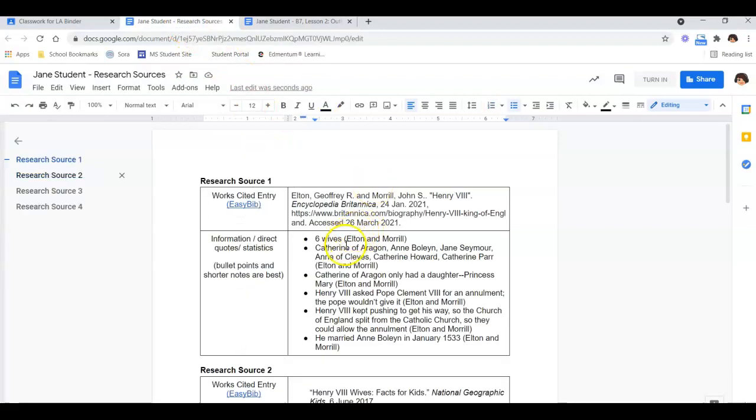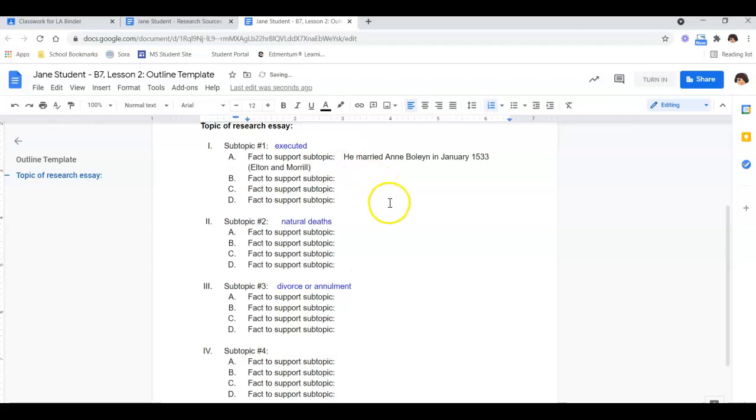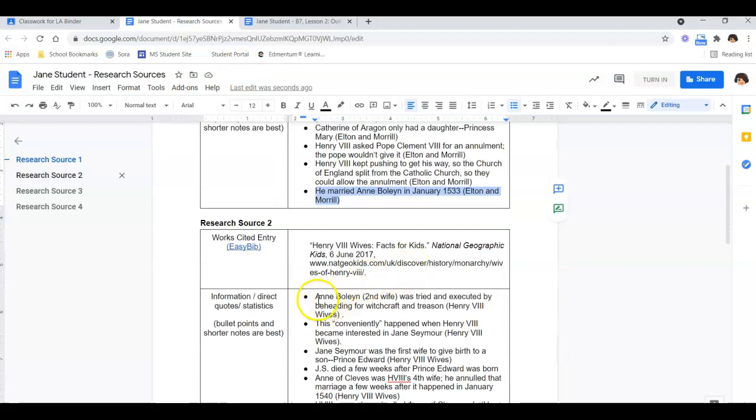So I'm going to go through, and I have here Catherine of Aragon. This was a fact about, Catherine of Aragon was not, my bad. This one, Anne Boleyn, she was a wife who was executed. So I'm going to take that fact and I'm going to put it there. And then I'm going to keep going. I'm going to keep looking through. This is about Anne Boleyn. She's the 2nd wife.